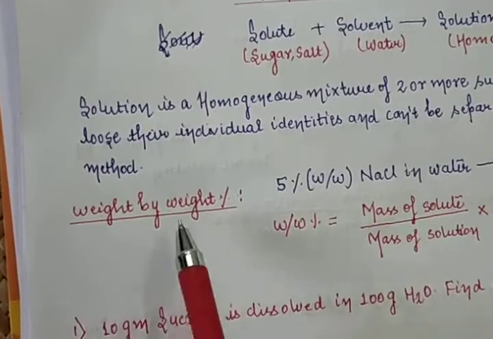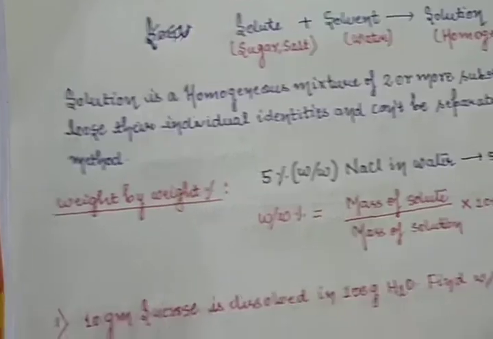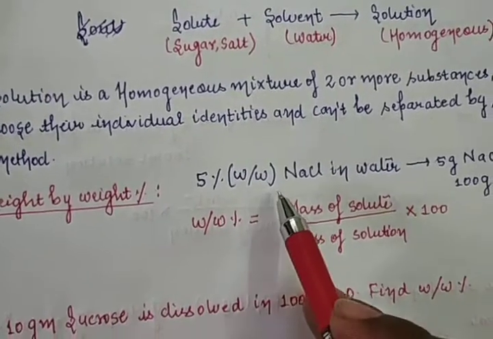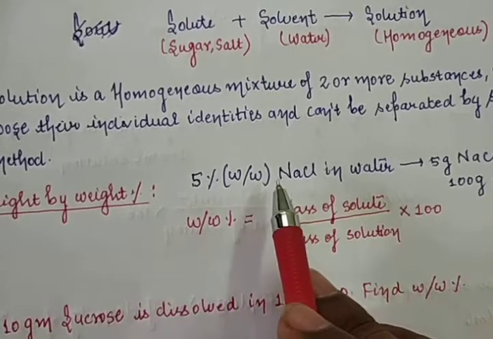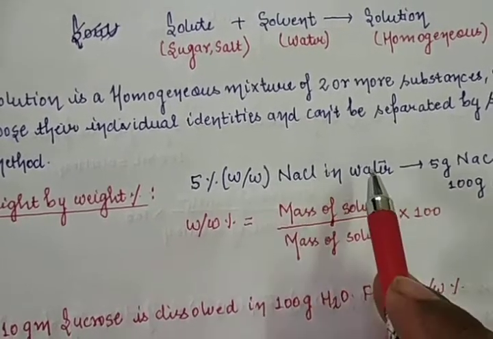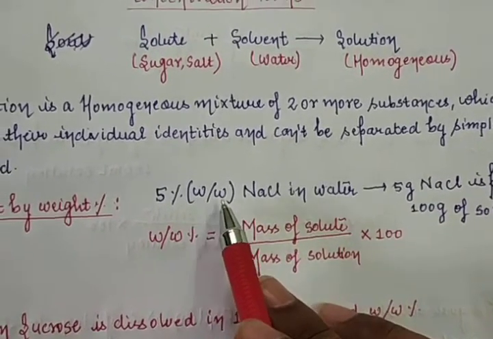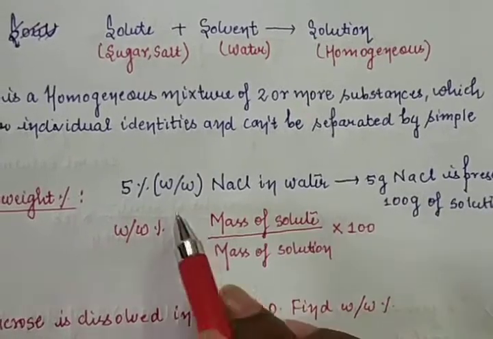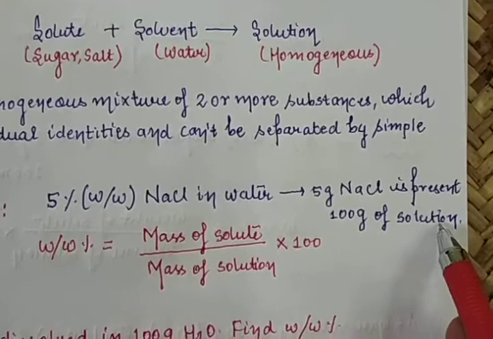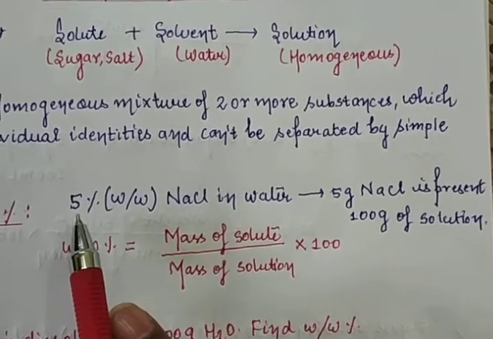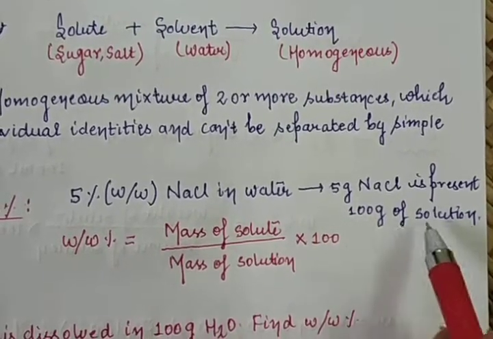The first one is weight by weight percentage. This is a percentage. Okay, weight by weight percentage. Suppose you have 5% weight by weight NaCl in water. So what is the meaning of 5% W by W NaCl in water? It means 5 gram NaCl is present in 100 gram of solution. So just focus. Suppose you have 2% W by W NaCl in water. So 2 gram NaCl is present in 100 gram of solution.